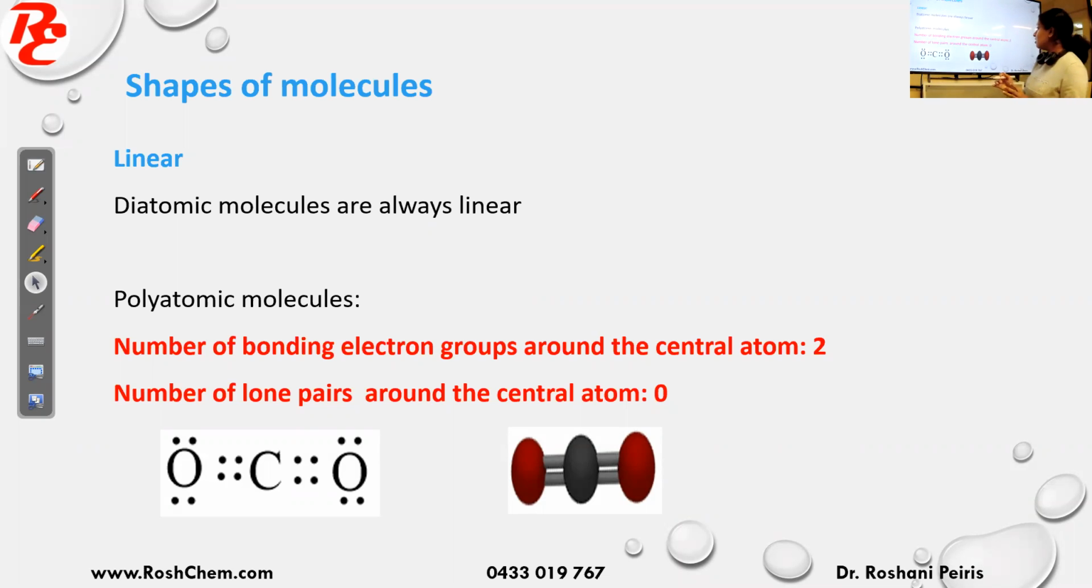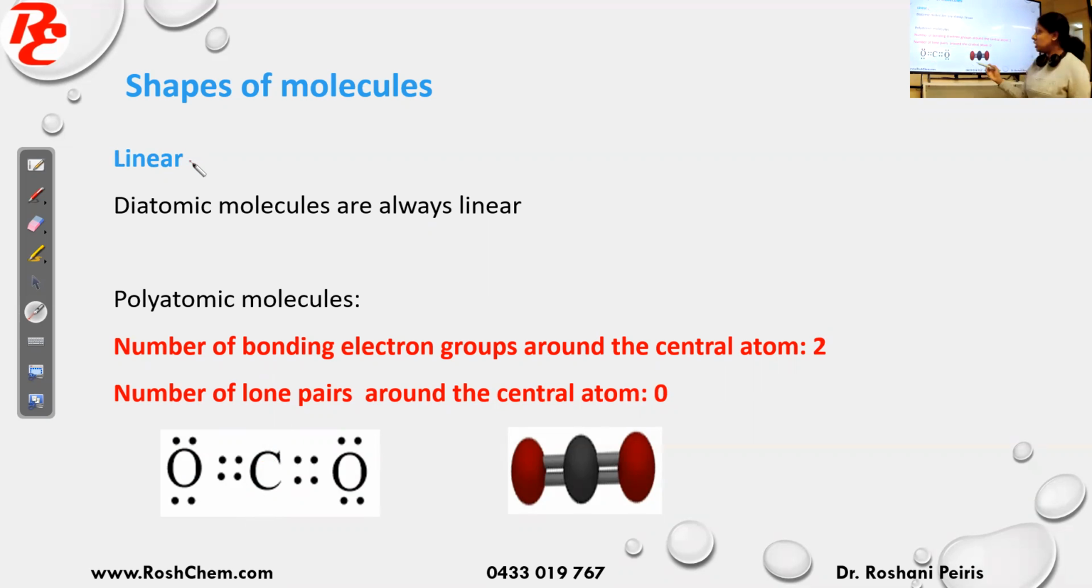So if a molecule has 2 groups around the central atom, like in carbon dioxide, this is the central atom. Around the central atom, the bonding electron groups: in carbon dioxide, carbon is the central atom. Around carbon, I got 2 bonding groups, so 2 oxygen atoms. So that is 2, and the number of lone pairs on the central atom, you don't have any lone pairs, that's 0. So if it is 2 and 0, I say the shape is linear.